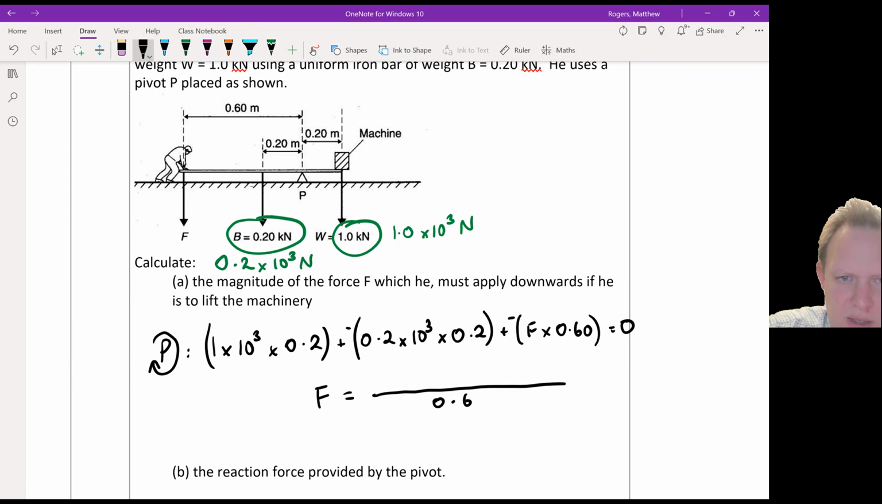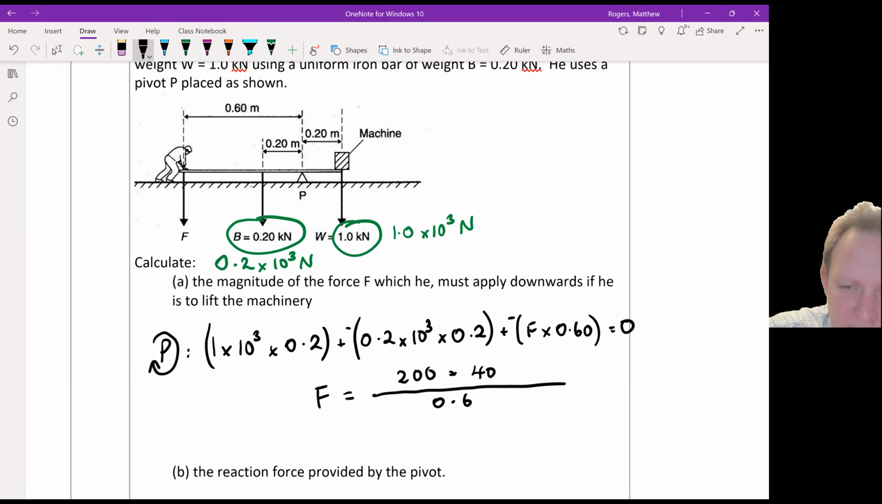So we've got these two together are 0.2 times 10 to the 3. So we could just write that as 200, can we? As 200 newton meters in the clockwise direction. Take away the bit that we've got in the anti-clockwise direction. This is 200 times 0.2. So I think that should be 40 when we work it out.